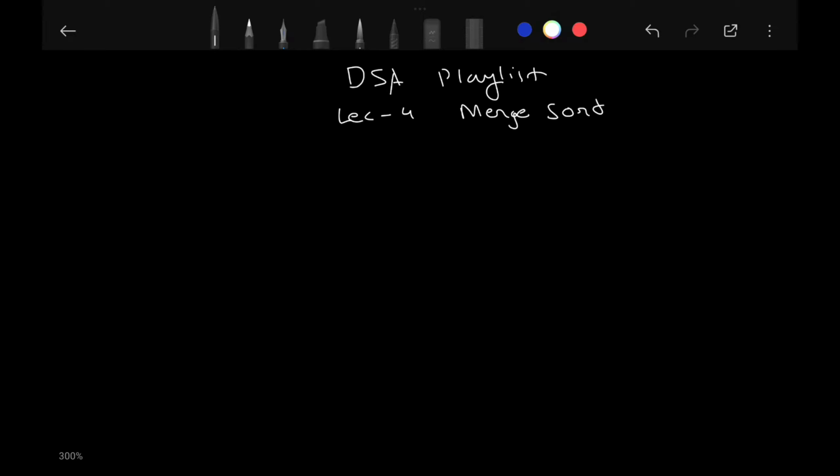Today we will see lecture 4 of our DSA playlist, and today we will discuss merge sort. What is merge sort? Merge sort is a sorting algorithm used to sort an array in either ascending or descending order. And how does merge sort work? We will understand that with the help of an example.